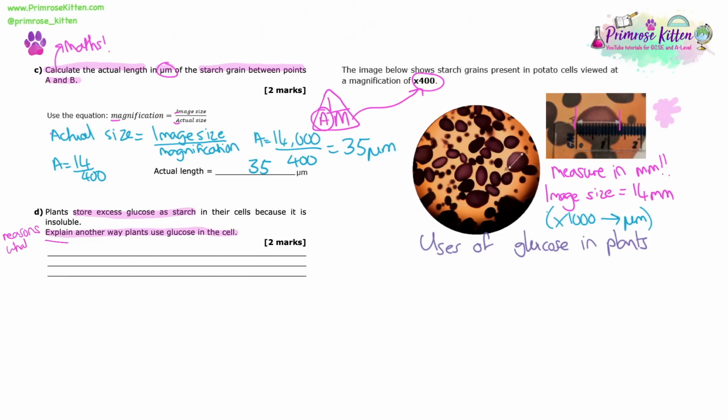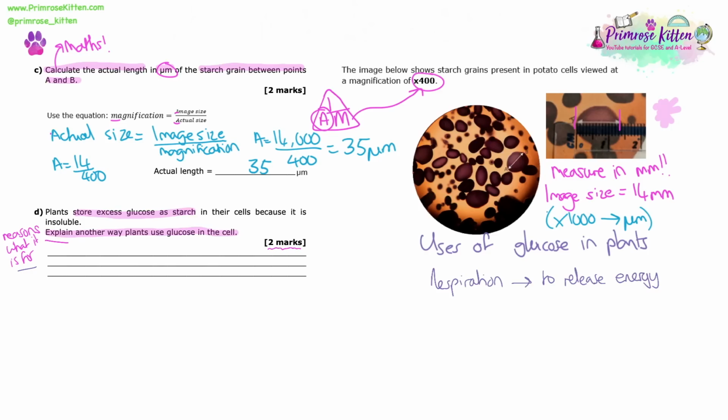So we should have a few examples in both plant and animal cells of how they use glucose. But in this case, we need to give reasons for what that glucose is used for. So not just say glucose is used, for example, in respiration. Yes, but how is it used, or why is it used in respiration? Well, to release energy for the cell.